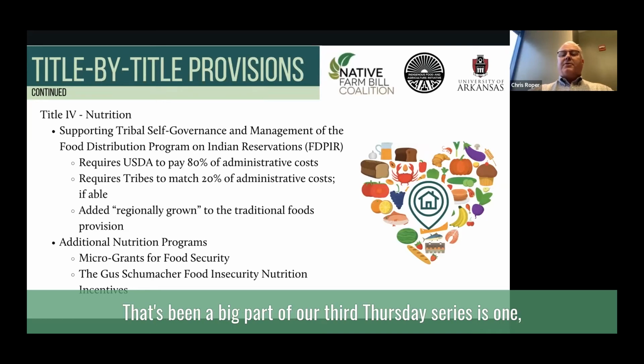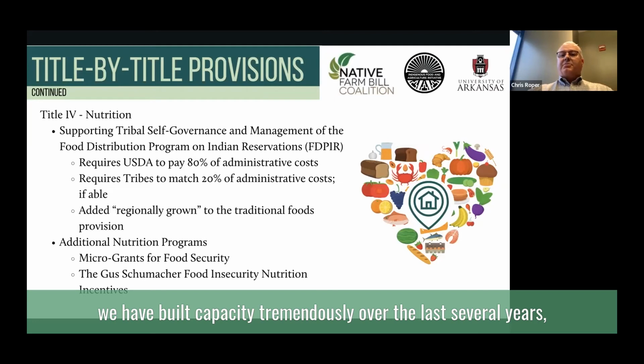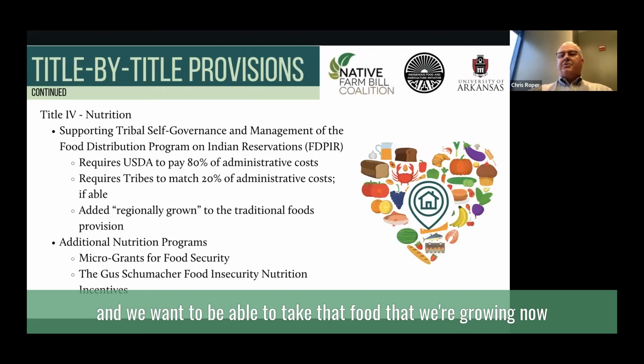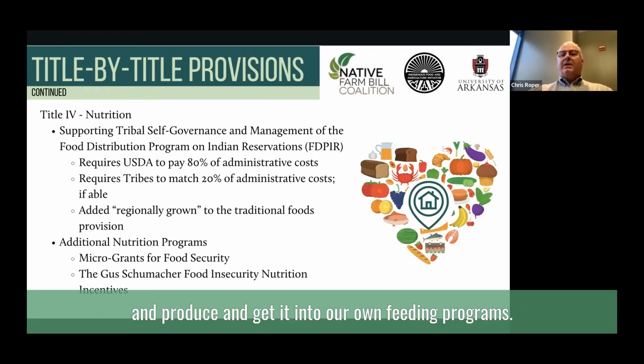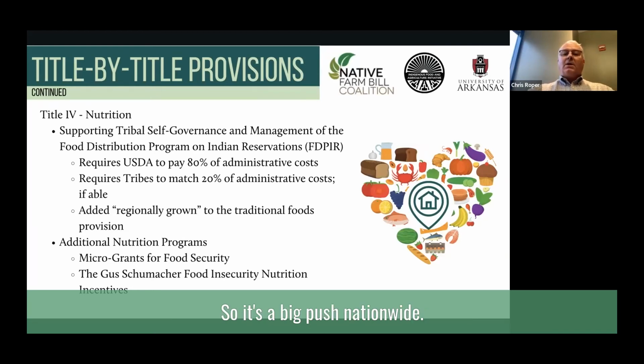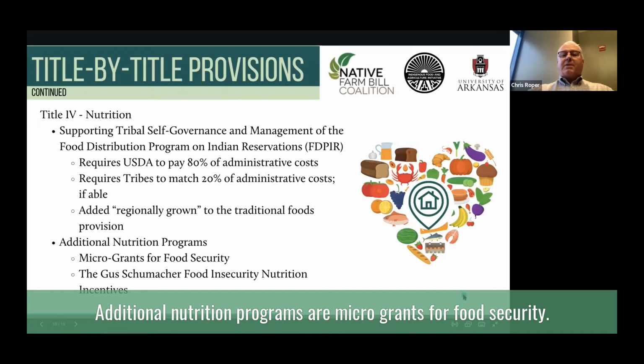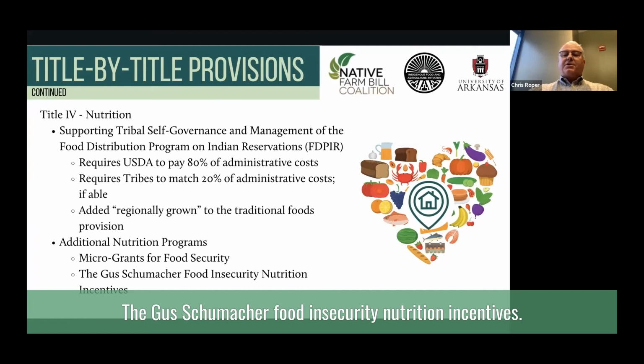That's been a big part of our Third Thursday series is, one, we have built capacity tremendously over the last several years, and we want to be able to take that food that we're growing now and produce and get it into our own feeding programs. So it's a big push nationwide. Additional nutrition programs are micro grants for food security, the Gus Schumacher Food and Security Nutrition Incentives. Next slide.